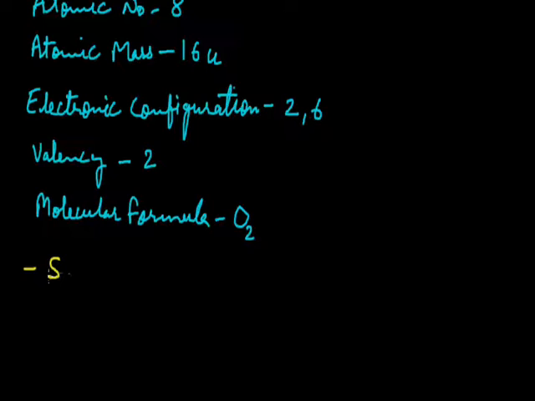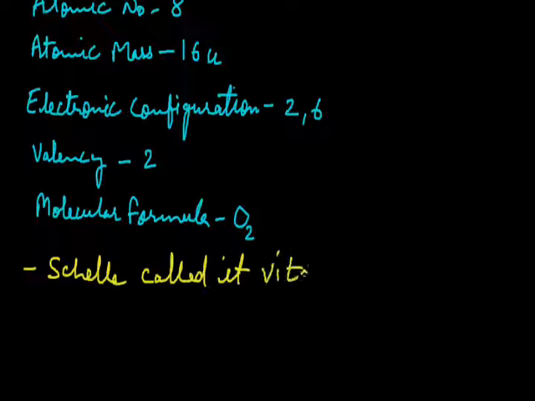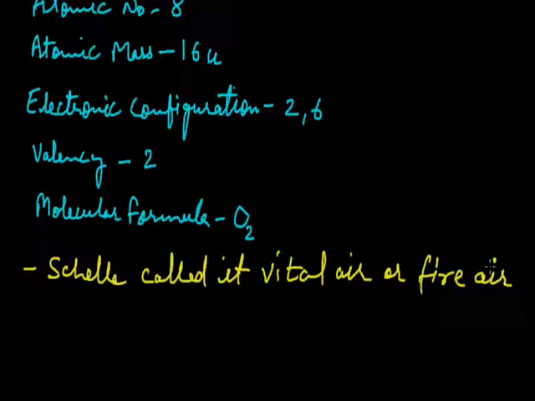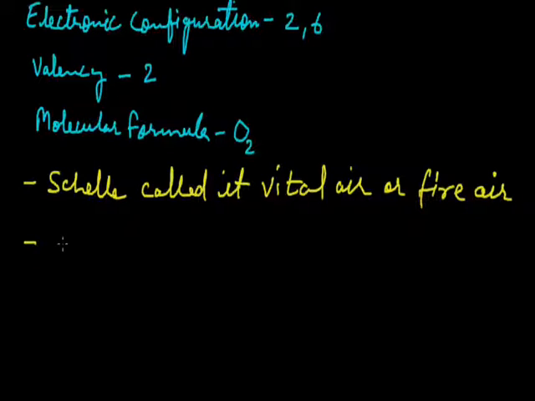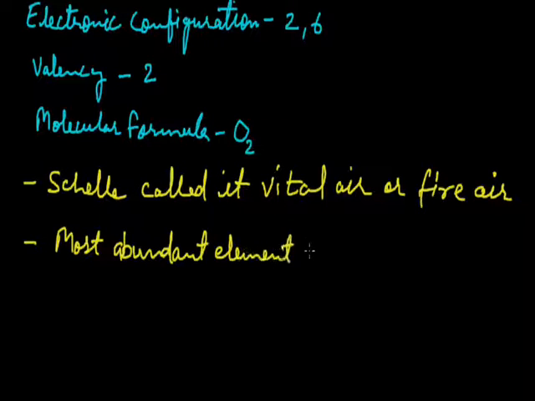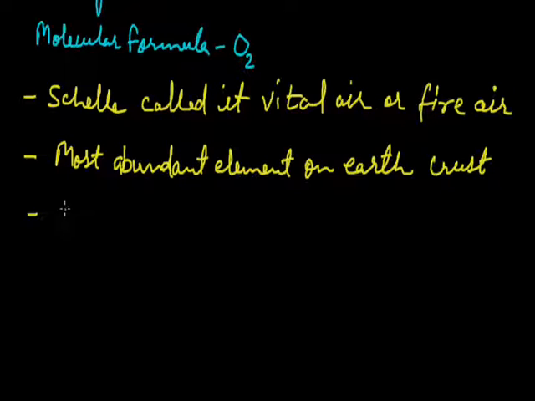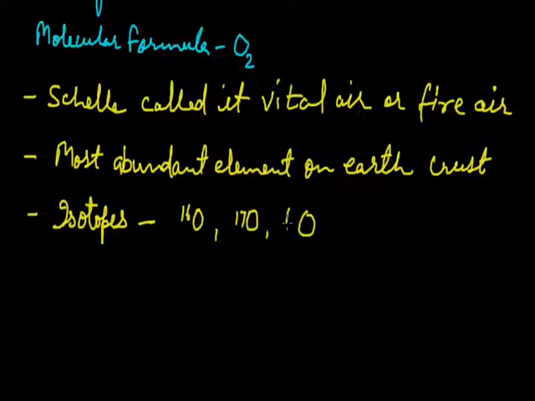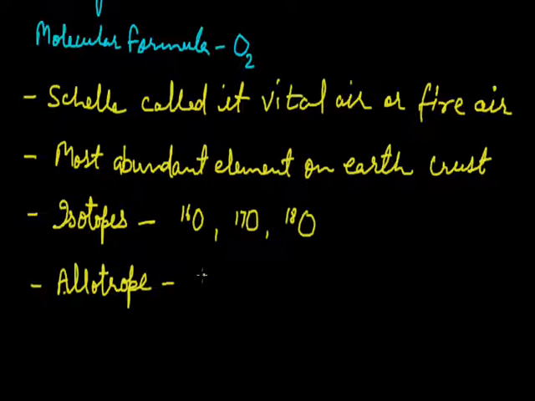The scientist Scheele called it vital air as it was very important for life, or fire air as it was a supporter of combustion. It is the most abundant element on Earth's crust. It has 3 isotopes, oxygen 16, oxygen 17, oxygen 18, and allotrope is ozone O3.